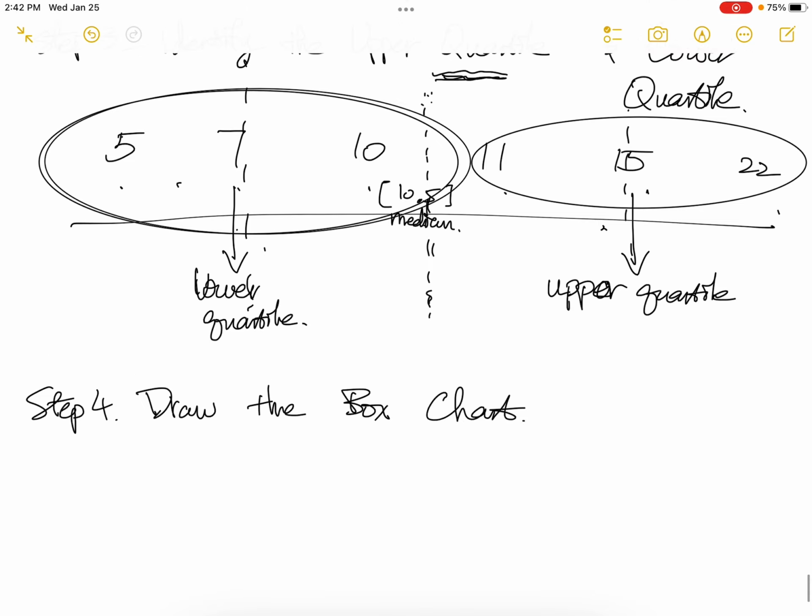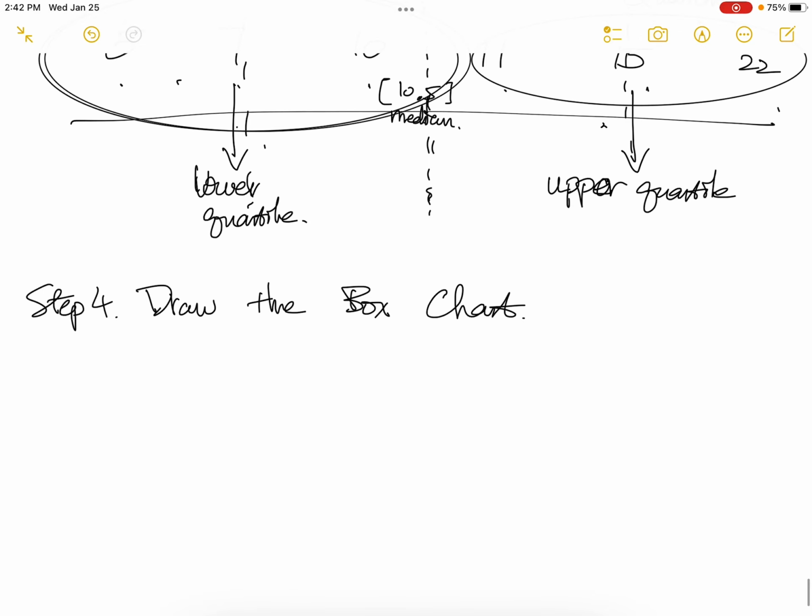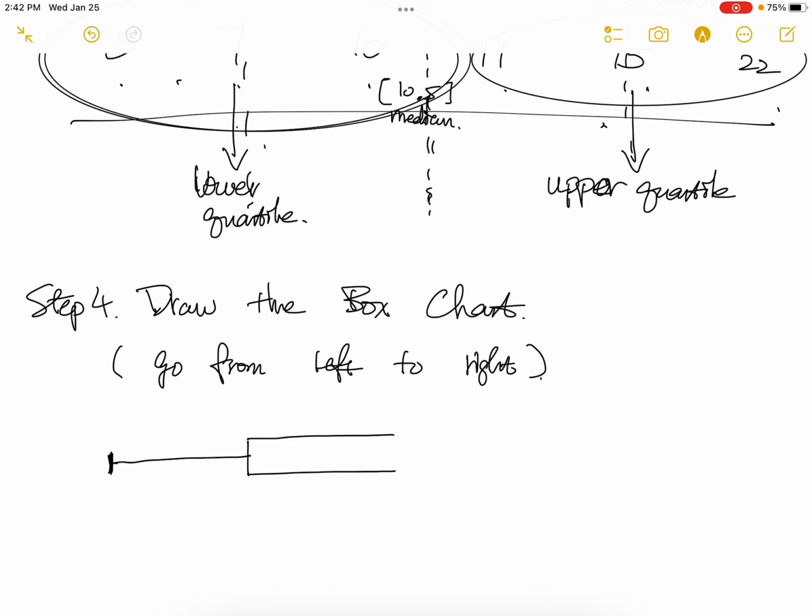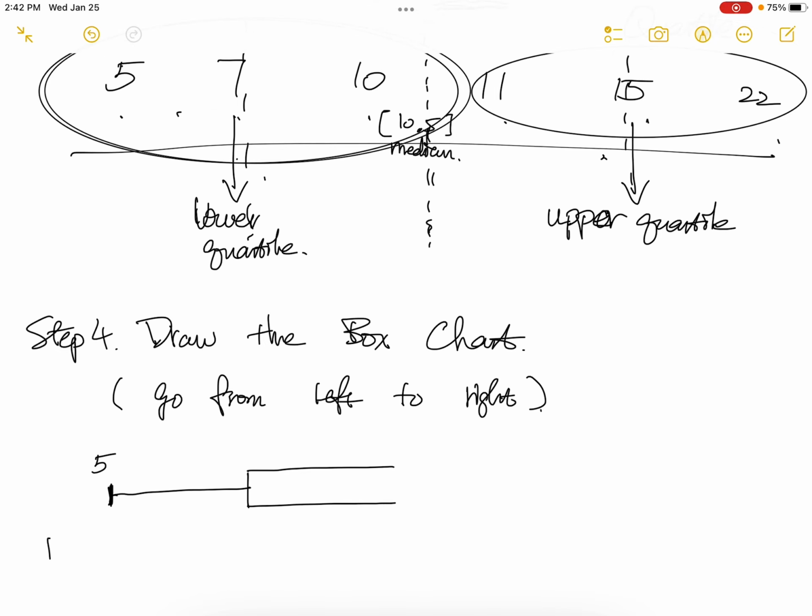So now we get to the final step. Basically, remember, we go from left to right. So what do you do on the left? This is min, lower quartile, right? I'm going to start labeling this. So this is 5. We're going to have a number line underneath here. So this is going to be 5. I'll call this 7. So this is 7. This is the lower quartile, right?